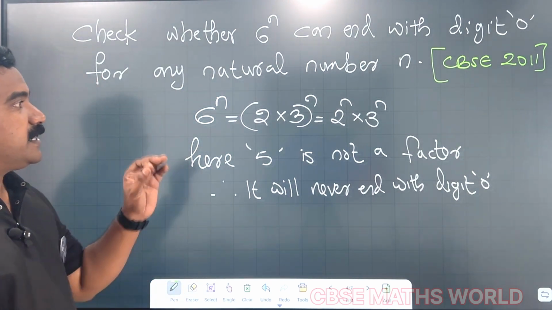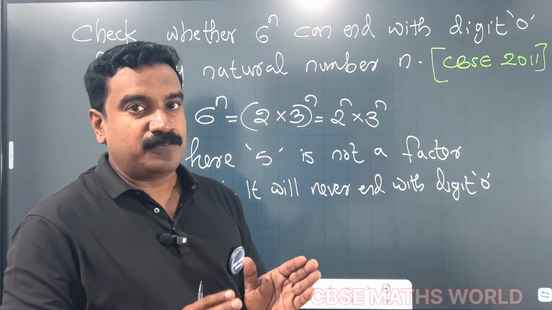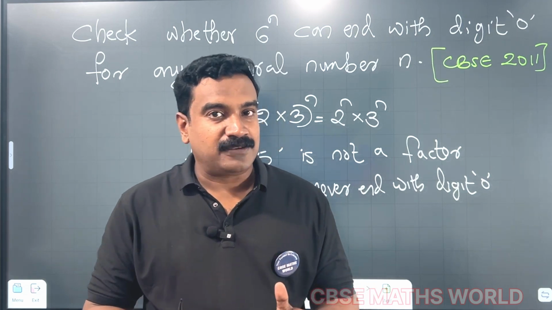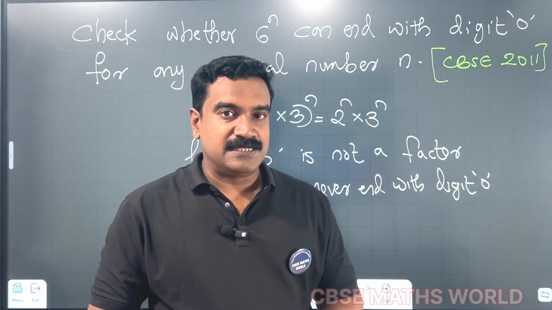Once again, 6 raised to n. Here 6 can be expressed in the form 2 into 3. Here 5 is not a factor. Therefore, it will never end with the digit 0.